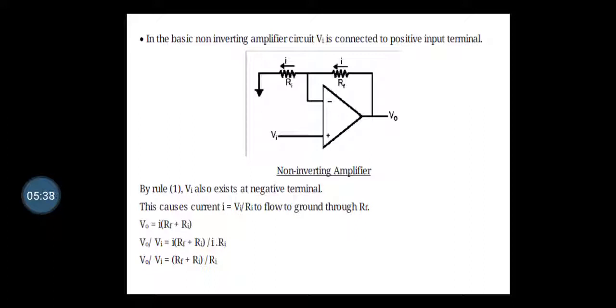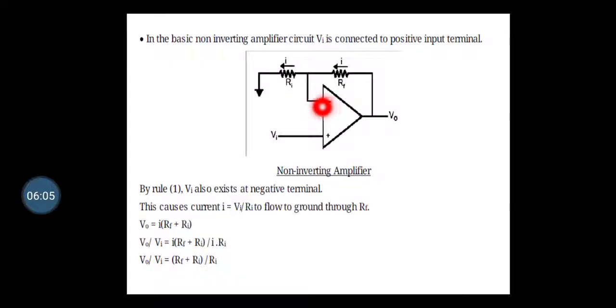The basic non-inverting amplifier is connected to the positive input terminal, as shown in the figure. It is known as the non-inverting terminal. On applying the same rule once again, we can obtain the voltage equation V0 is equal to I into RF plus RI. This RF is the feedback resistor and RI is the input resistance.